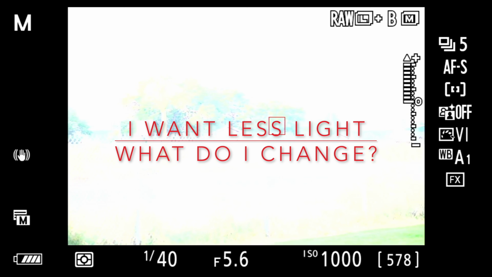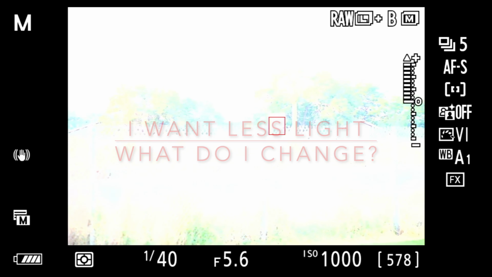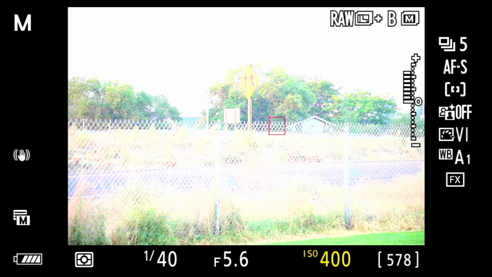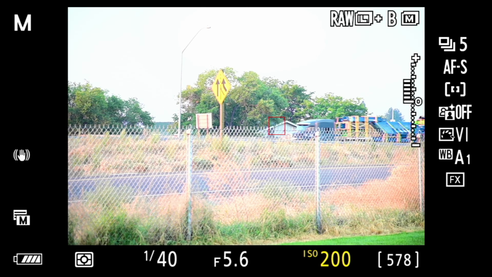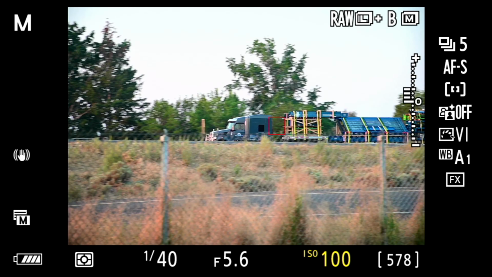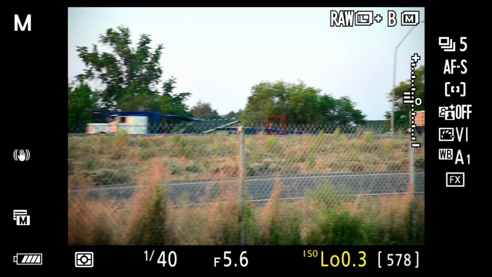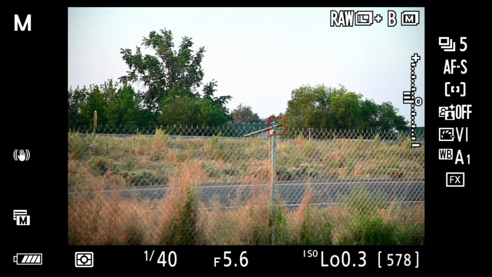And I want less light. So looking at my exposure triangle, my ISO is at 1000. So I'm going to go ahead and lower that so I can get less light and get a correct exposure. Hey, that looks about right. Right about here. So it's less than ISO 100.